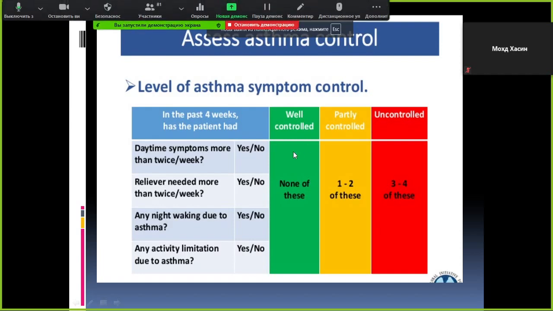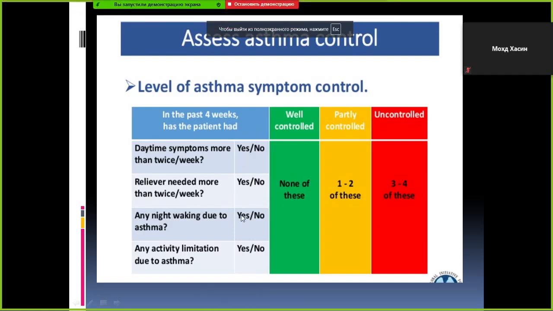So if we have all negative answers, it means that your patient has no symptoms of bronchial asthma. So it means that we will put him to the green part of this tool. It means that asthma is well controlled. If your patient has 3 or 4 positive answers, it means that his asthma is uncontrolled, is out of control, and you will put him to the red part of this assessment tool. So don't forget about this very useful classification and the tools, the methods of assessment of asthma control.